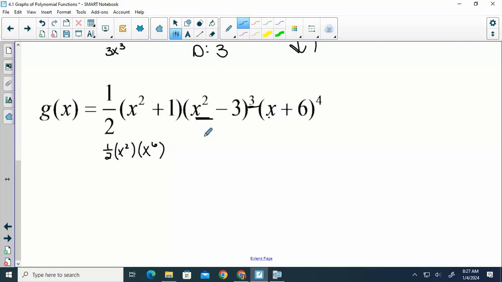This one. Sorry, did you misunderstand my question? Sorry. So if I multiply this all out, my leading term, I would have a 1/2 x to the 12th. So my degree is 12. Positive coefficient, so what's the end behavior? Up.